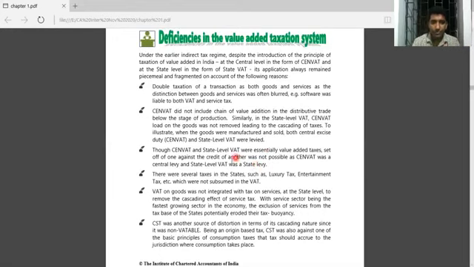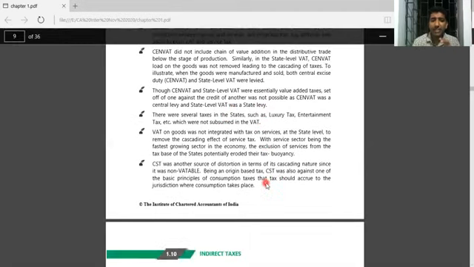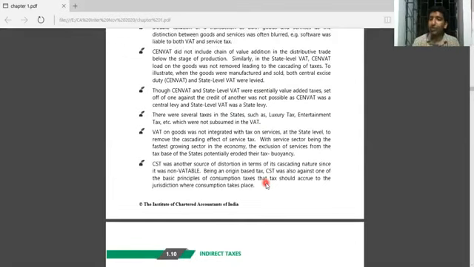Now, there were several taxes in the state, such as luxury tax and entertainment tax, which were not subsumed in the VAT. So there were many taxes which were not subsumed in the VAT regime, whereas under GST those were subsumed. Now, VAT on goods was not integrated with the tax on services at the state level to remove the cascading effect of service tax. With the service sector being the fastest growing sector, the exclusion of services from the tax base of the states potentially eroded their tax buoyancy.